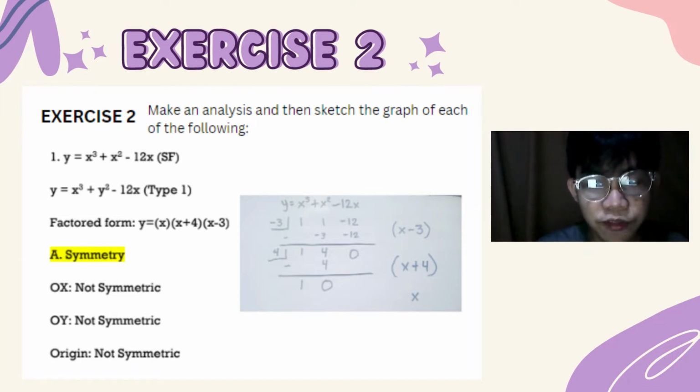1 minus negative 3 is equal to 4. 4 times negative 3 is equal to negative 12. So, negative 12 minus negative 12 is equal to 0. Next is positive 4. So, bringing down the 1 again, 1 times 4 is equal to 4. Then, 4 minus 4 is equal to 0. So, the values we got are x equals 3, negative 4, and 0.